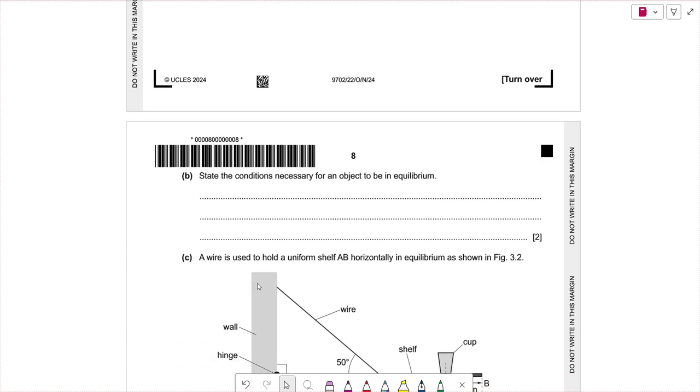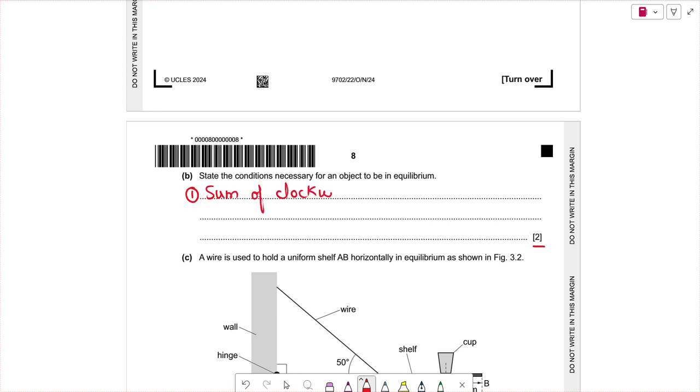State the conditions necessary for an object to be in equilibrium. So it's a 2-mark question and we have to give 2 points for that. So the first point is the sum of clockwise moments is equal to the sum of anti-clockwise moments.